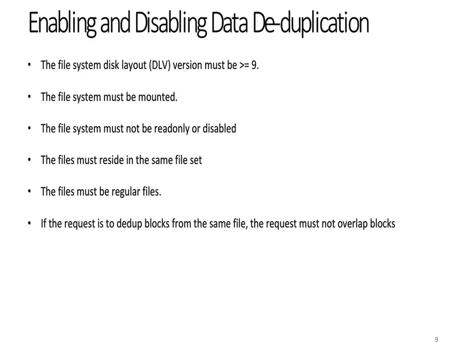First, the file system disk layout version must be 9 or greater than 9. The file system must be mounted. The file system must not be read-only or in disabled state. The files must reside in the same file set in case of multi-volume file systems. All files inside the file system must be regular files.